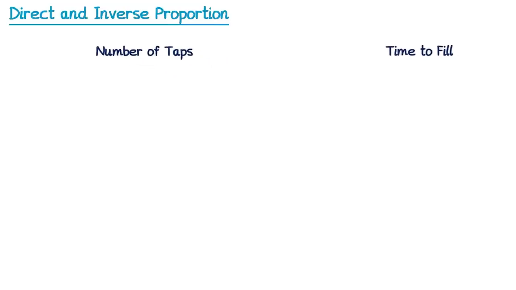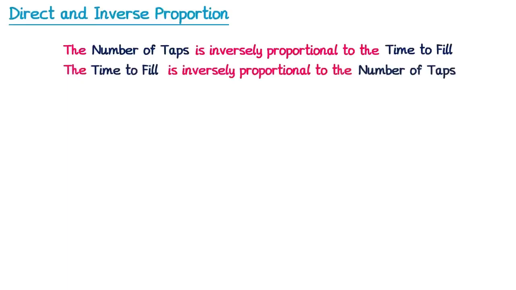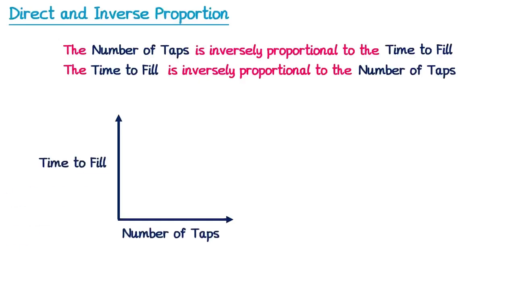So we could say the number of taps is inversely proportional to the time it takes to fill. And that applies the other way around as well. The time to fill is inversely proportional to the number of taps. Now, if you draw a graph of these, it looks different to when we had directly proportional. So let's draw a graph of this, and we'll have the number of taps and the time to fill.